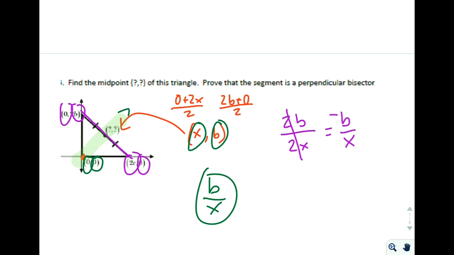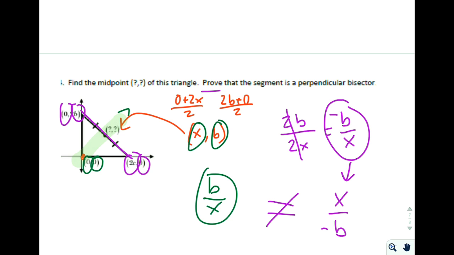Now here is where we need to be careful. We want to prove that the negative flip of one of these is equal to the other one. Now the negative flip of this is going to be x over negative b, or negative x over b. That is not the same as this. So essentially, we tried to prove this, but it is actually not true. We cannot prove it. It is a false statement.